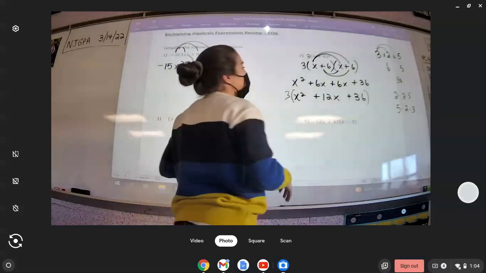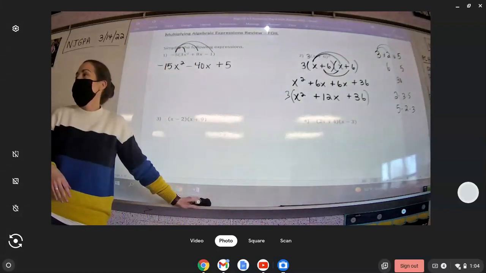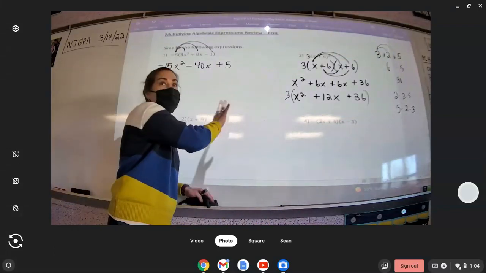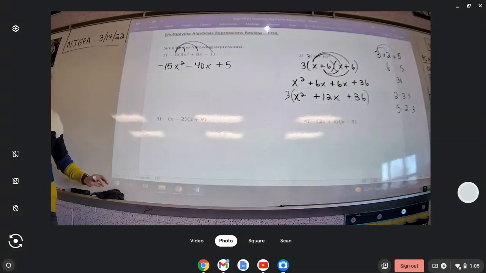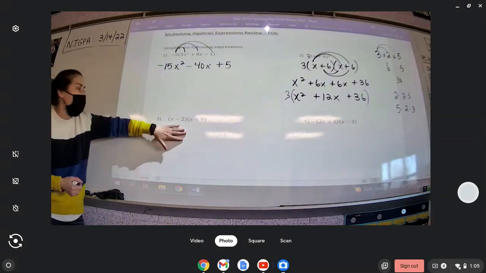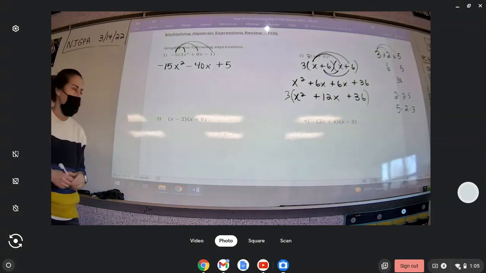Well, we're not going to be doing that yet, so we don't have to worry about it. All right? We just have to be able to multiply these together, because what's going to happen, let me do this one and then I'll show you how this is going to relate to factoring.